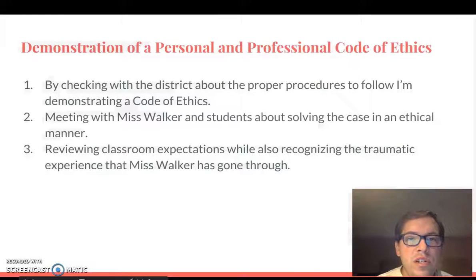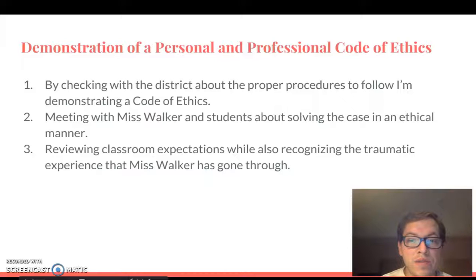Lastly, the demonstration of personal and professional code of ethics. By checking with the district and proper procedures to follow, I'm demonstrating a code of ethics. Again, following the procedures set forth by the district is adhering and demonstrating a code of ethics. Again, meeting with Ms. Walker and the students and solving this case in an ethical manner, not blaming specific students or families, but investigating it in an ethical way.